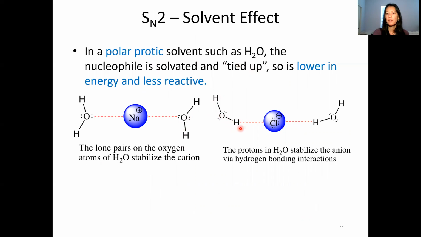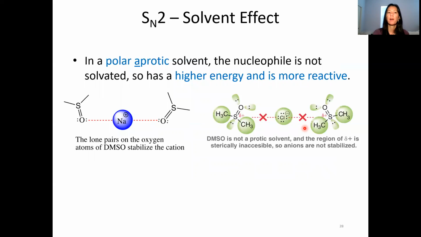So here's the plus end of water's H, and it can interact, and it can actually stabilize your nucleophile or your anion. What that does is it lowers the energy and makes it less reactive. So this is actually not good. This is going to tie up your nucleophile.